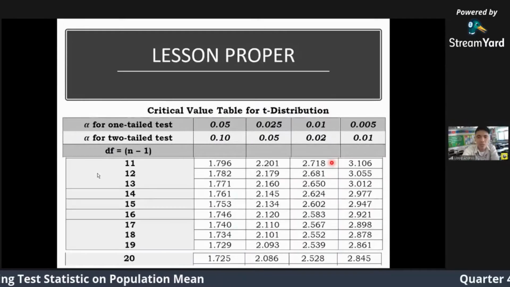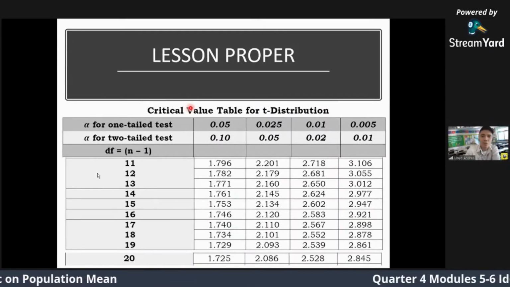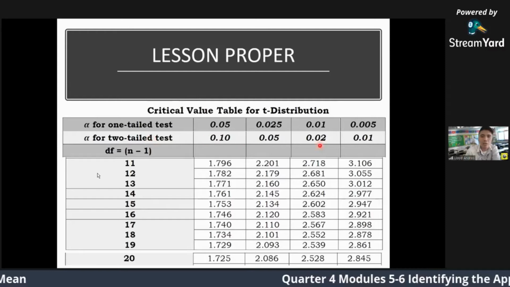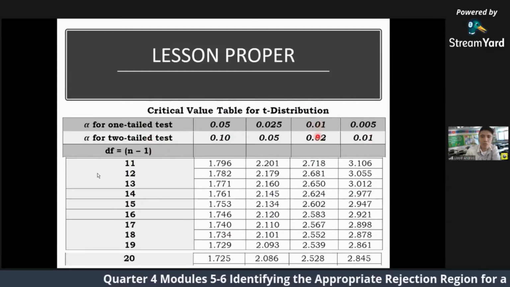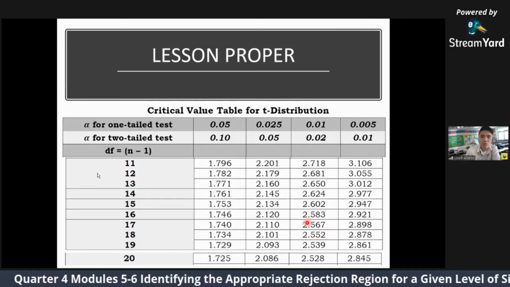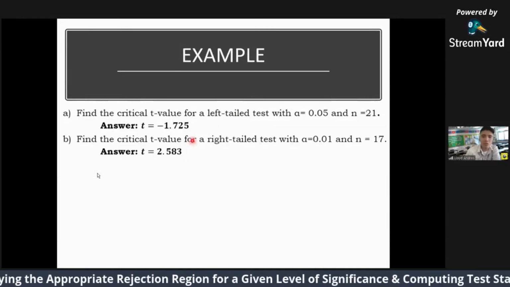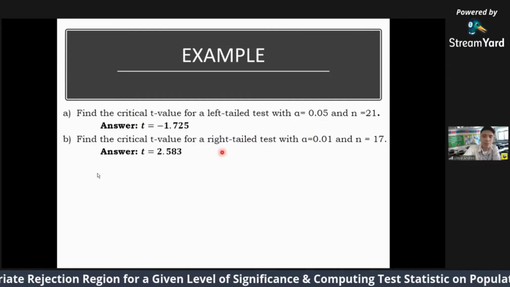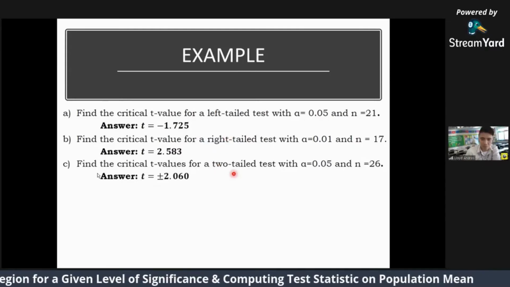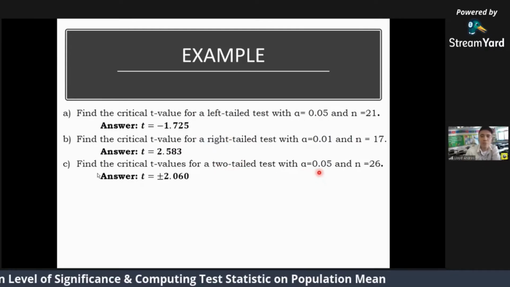One-tail, 16. Dari. One-tail, 0.01. Nara. 0.01 sa one tail, tapos ato ta kay 16. 2.583. And positive because right-tailed man siya. Next, two-tailed. 0.05. Tapos n is 26.